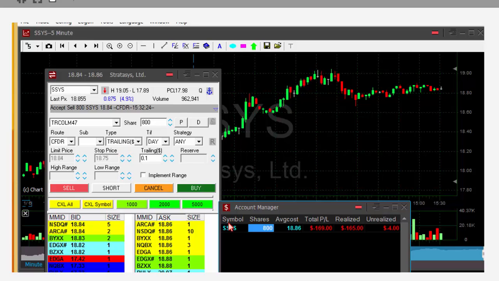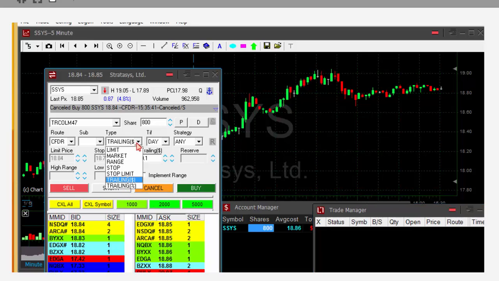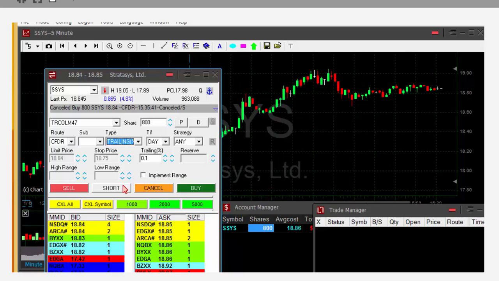Now the second choice, let's cancel this order over here. The second choice is, instead of using a dollar sign, you can use a percentage sign, meaning how many percents. Like 10 cents would be approximately 0.5%. 1% is 18 cents. Yeah, 0.5%, right? Am I right? I think so. 0.5%. So I use a trailing stop of 0.5%.